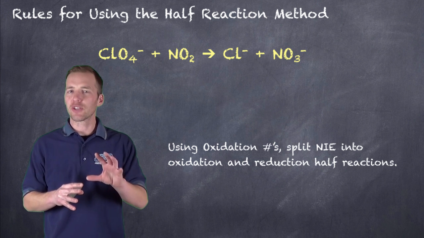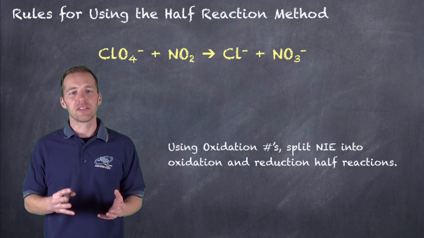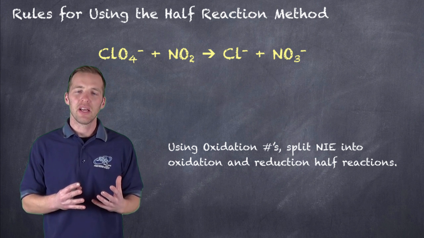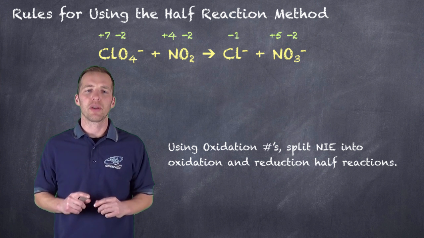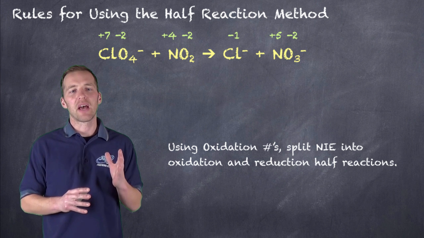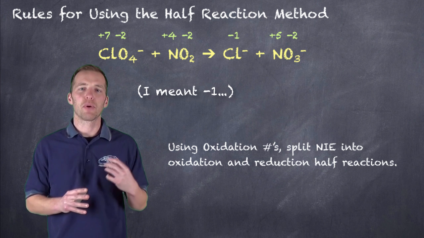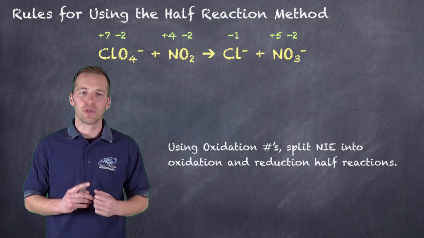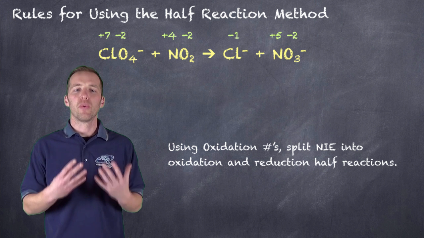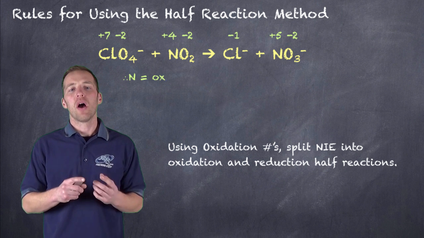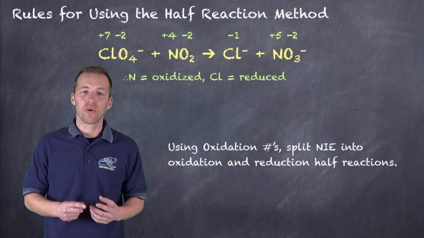So let's go through and assign these elements their oxidation numbers. There's nothing really tricky here in assigning oxidation numbers for this particular example, so I'm not too concerned about this one. So we can see here that the chlorine is going from +7 to +5, so its oxidation number is going down. It is being reduced. We can see that the nitrogen goes from +4 to +5, so it is being oxidized. So our half reactions here involve nitrogen being oxidized and chlorine being reduced.